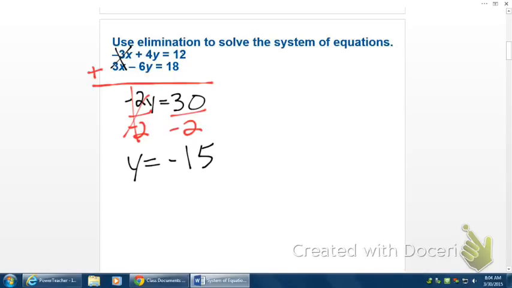Now, you could use either one of those two equations at the very top to figure out what x is going to be. All you would have to do is plug in this negative 15 for y, whichever one you want to pick. To me, let's just pick the first one. So I'm going to use this first equation: negative 3x plus 4y. Now, I do know what y equals. It equals negative 15, so let's plug that in.